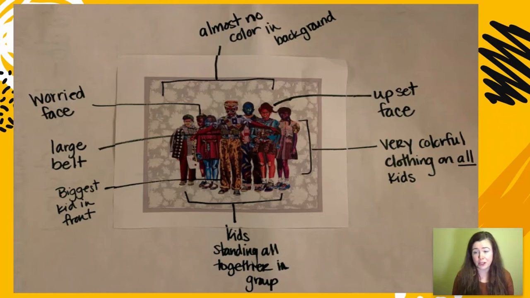They zoomed in to look at their worried faces. They noticed that one of the characters was dressed differently, with a large belt that might indicate that he is, in fact, saving the people behind him. He's part of the safety patrol. They looked at the biggest kid in the front, the very colorful clothing on all of the students, and the positioning of the students standing together in a group. Their visual literacy skills were in action that day.